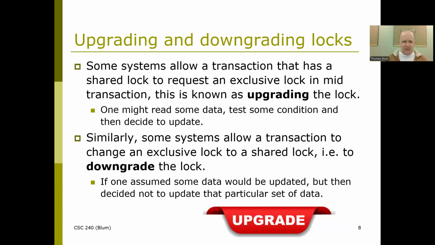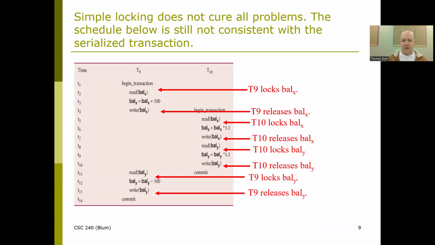I need the exclusive lock, and so that would be known as upgrading the lock. The other scenario possible is that you come in assuming that you're going to read and update the data. So you request the exclusive lock, and then you do the reading and you look at the condition. You say, oh, never mind, I'm not going to change this data. And then you can downgrade the lock.